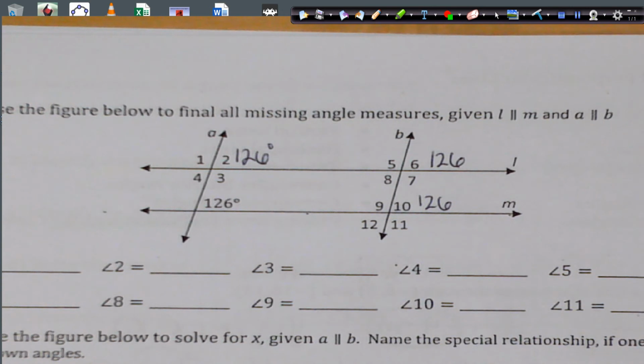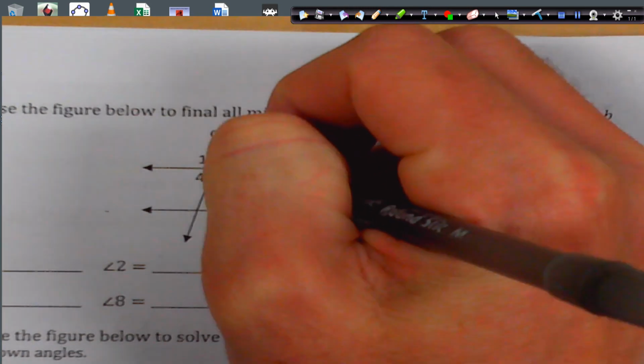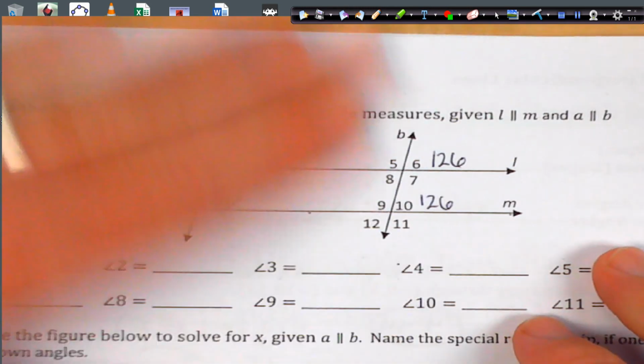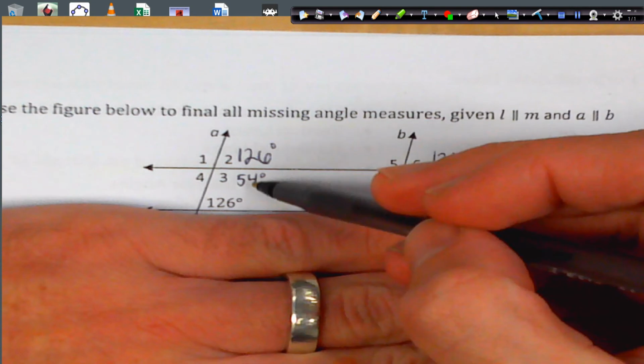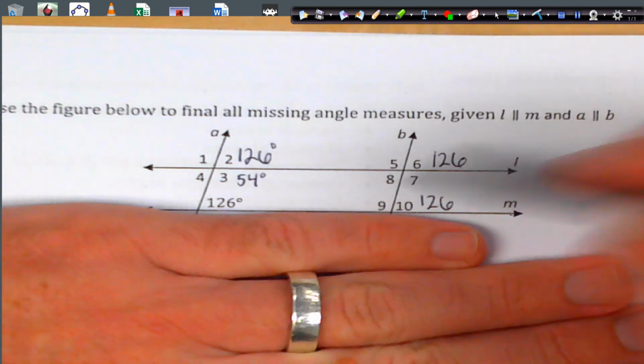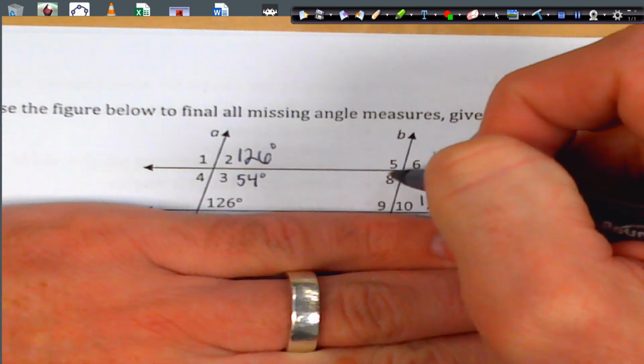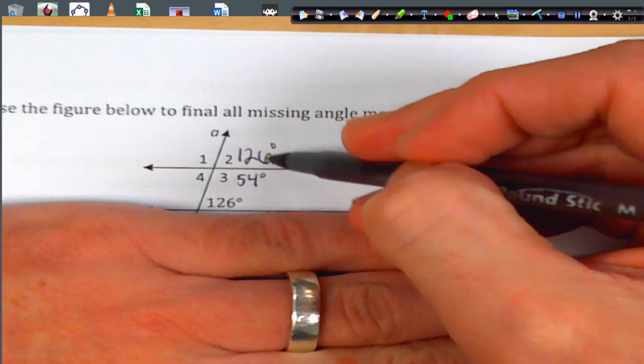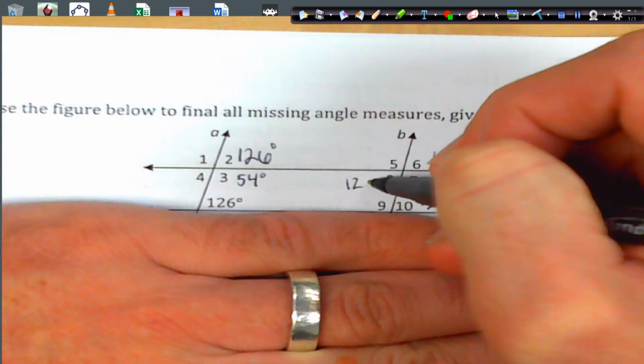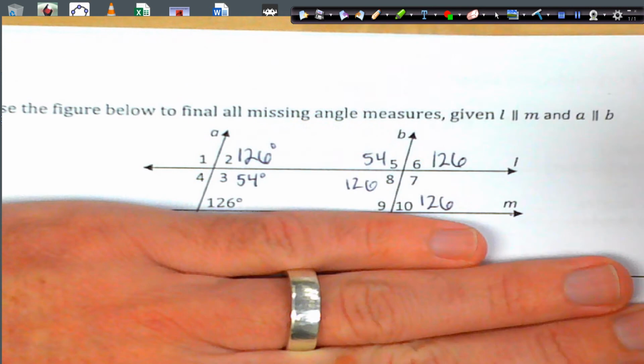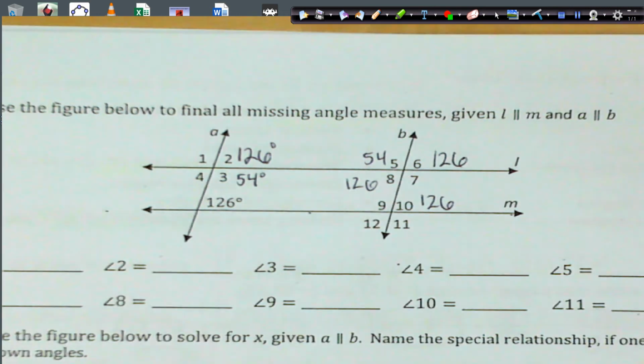Okay, I could do same side interior, add to 180. So 126 away from 180, that means 3 is 54 degrees. And then we could look over here and say, hey, look at 54 and 8. Those should add up to 180. Or we could say 126 and 8 are alternate interior angles. And so that should work like that. And then we can start filling in the picture really quickly.